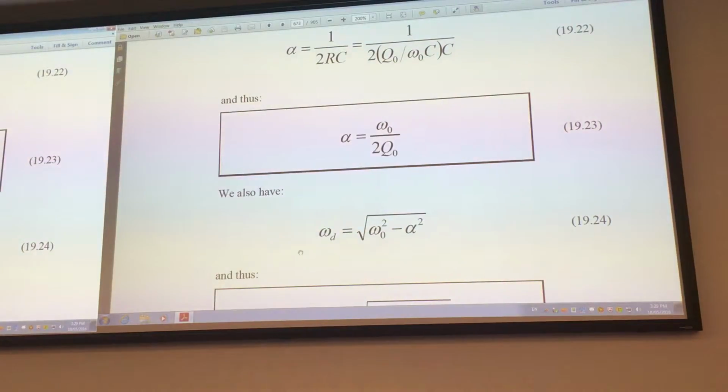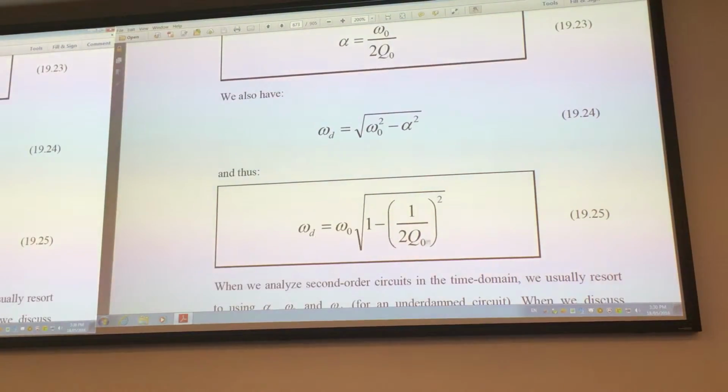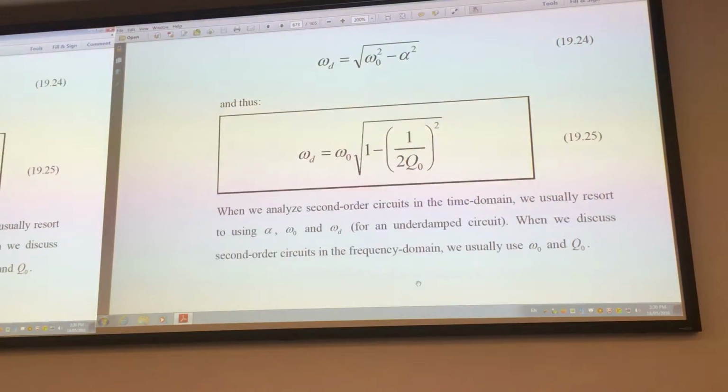Remember omega D, which is the damped resonant frequency, or damped natural frequency, I should say. So again, you can express it using Q instead of alpha, and you can obtain that formula.